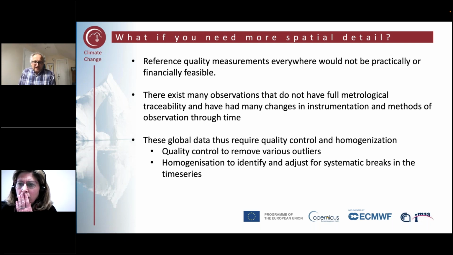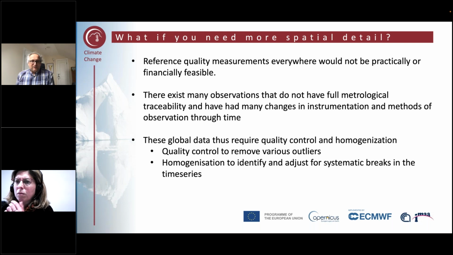So that was GRUAN, but as I noted, there are only about 15, 20 stations consistently making measurements. What if you need more spatial detail? Well, the first thing to note is we can't expand GRUAN to be several hundred sites around the world. It's not practical or financially feasible. It requires a considerable amount of technical competence to run and maintain a reference quality measurement system, to curate, send that metadata, to process it. It's not going to be feasible to have several hundred GRUAN stations at any time in the future.